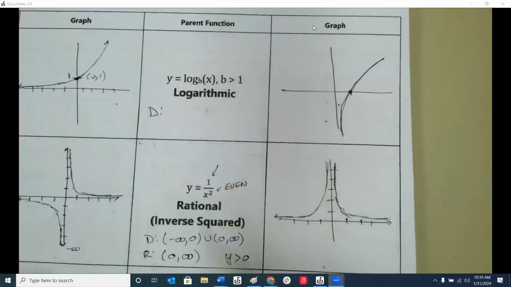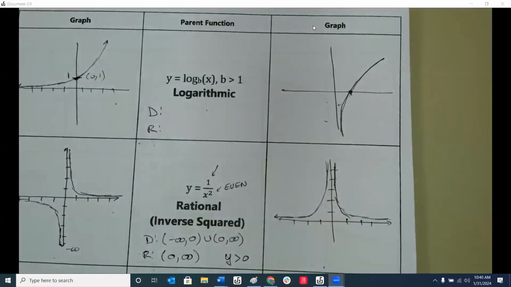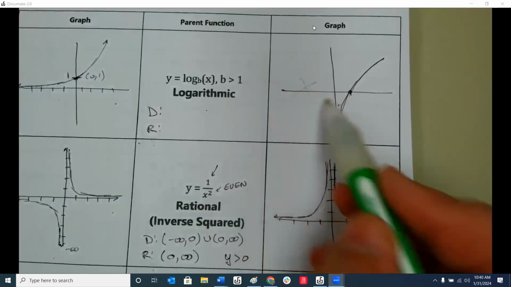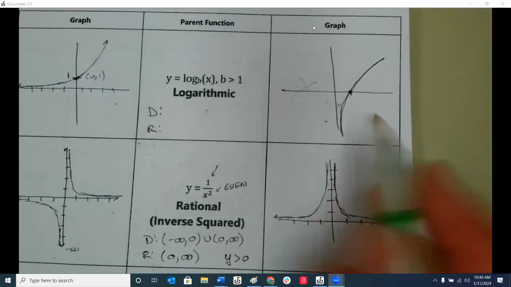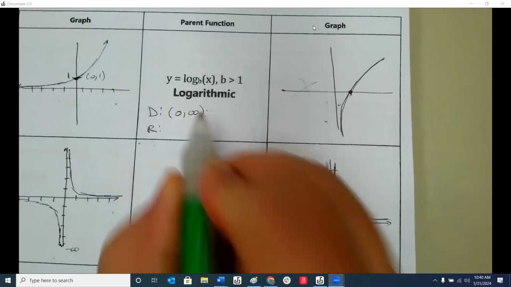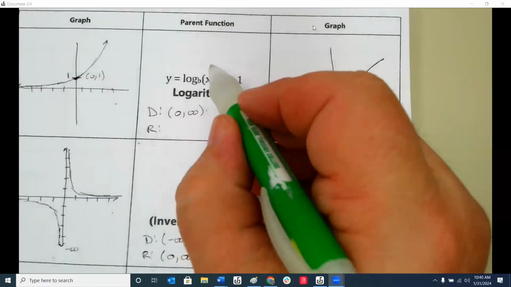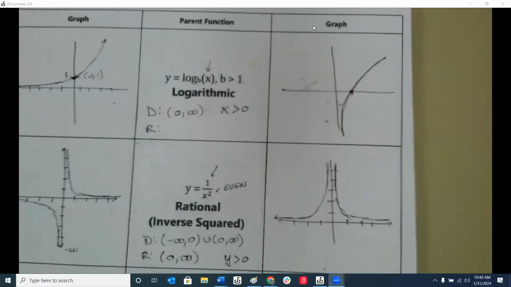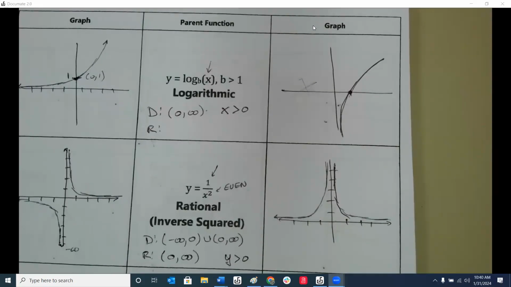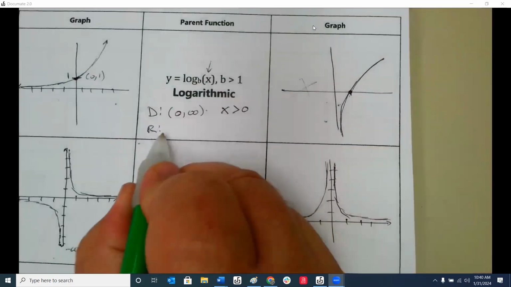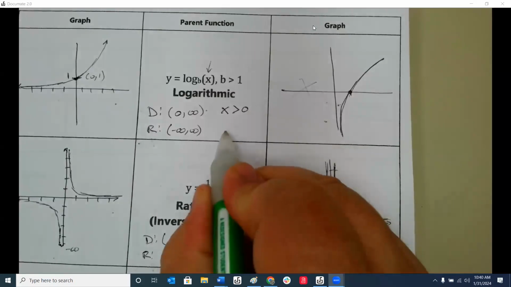The domain is what? What's the domain? No, because look, can x be negative? Nope. Can x be 0? No, it approaches it. So x has to be bigger than 0. In other words, for logarithms, we cannot have a negative or a 0 in there. The range can be negative infinity to positive infinity, or all real numbers.